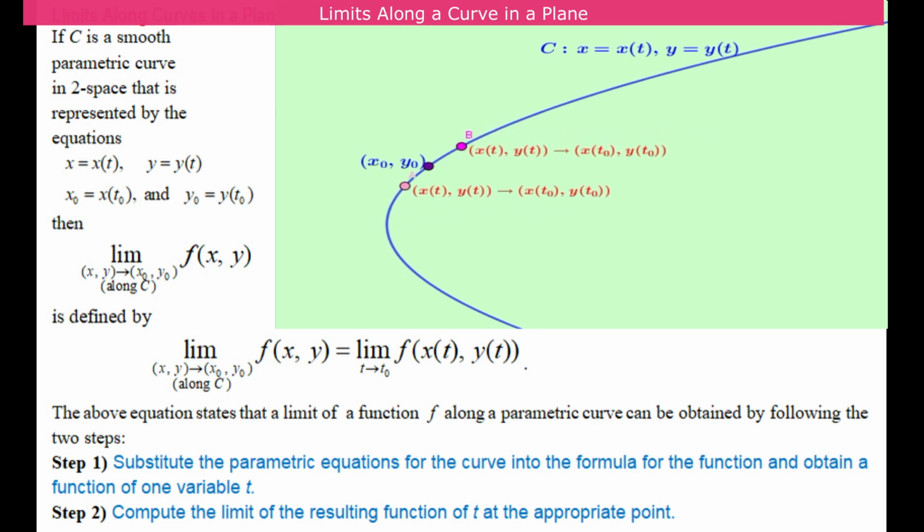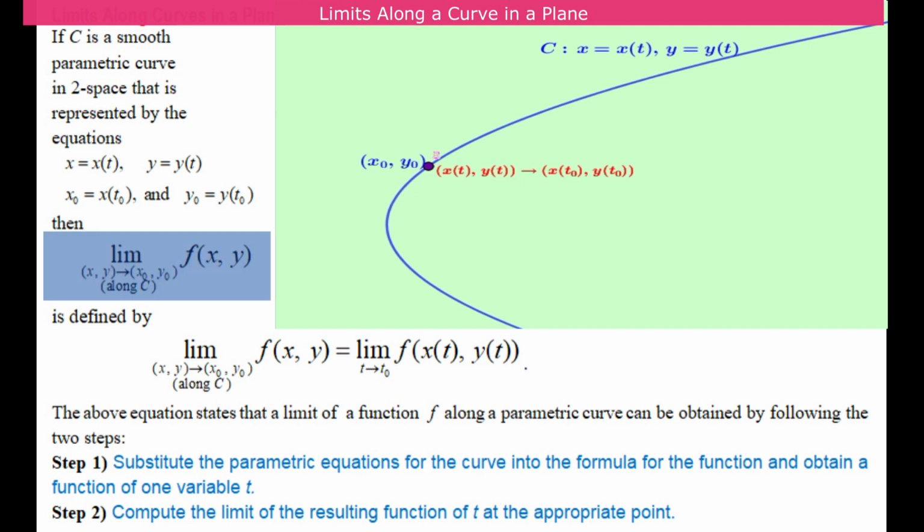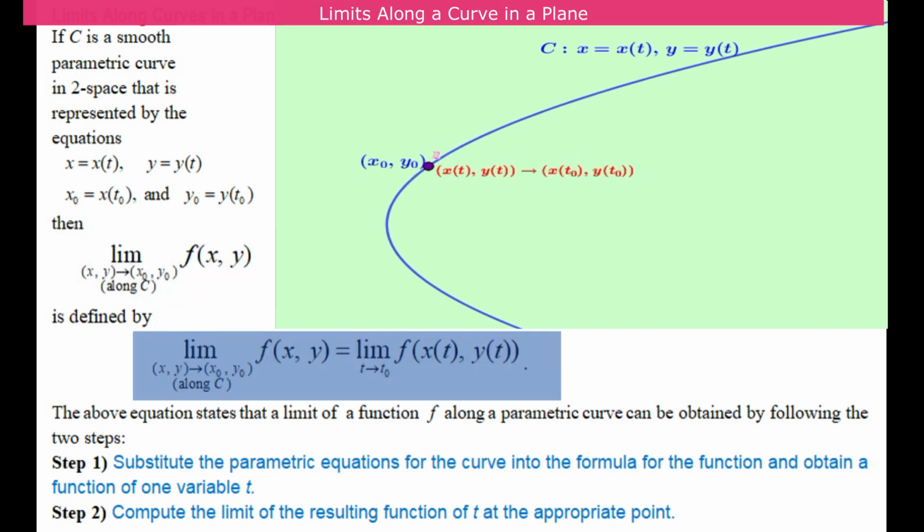If c is a smooth parametric curve in 2-space that is represented by the parametric equations x equals x of t and y equals y of t, and if x0 equals x of t0 and y0 equals y of t0, then the limit as (x, y) approaches (x0, y0) along c of f of x, y is defined by the limit as t approaches t0 of f of x of t, y of t.